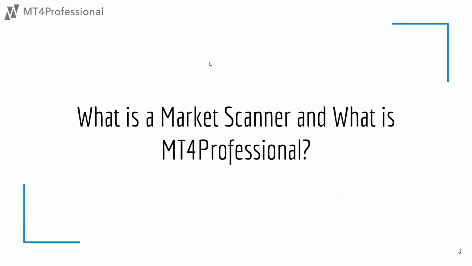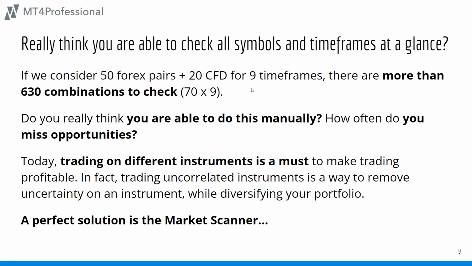So what is the scanner then? Well, if you really think about all the symbols and the timeframes that we have on the MT4 platform, or whatever platform that you're looking at, at least on MT4, there are 50 Forex pairs, 20 CFDs, 9 different timeframes. That's more than 630 different combinations to be looking at. Well, do you really think that you're capable of going through all of those setups to look for trade opportunities? Chances are really good that you can't do that. And chances are really good that you're missing a lot of opportunities.